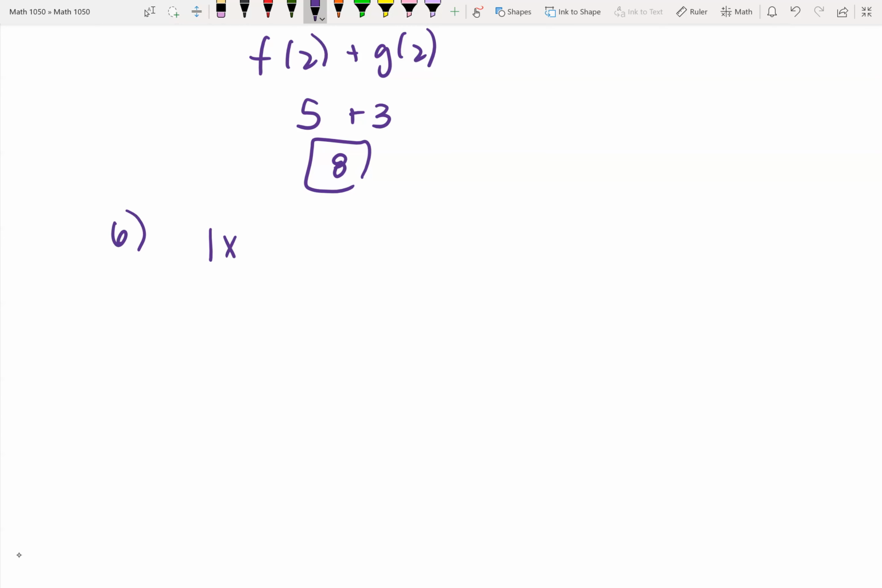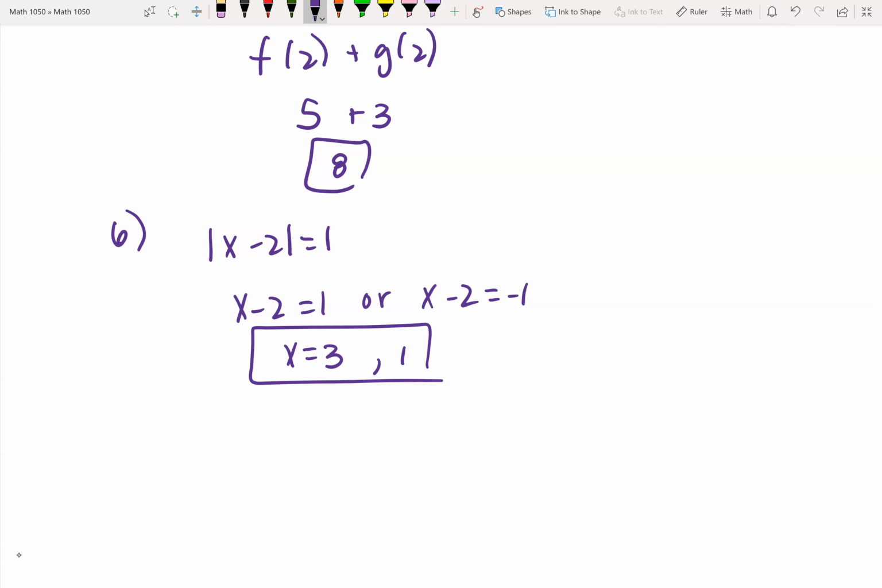Question 6. The absolute value of x minus 2 equals 1. So you have x minus 2 equals 1 or x minus 2 equals -1. Move the 2 over, x equals 3. Move this 2 over, x equals 1. You can totally check your answer. Put in the 3. 3 minus 2 is a 1. Absolute value of 1 is a 1. Put in a 1. 1 minus 2 is a -1. Absolute value of -1 is a +1.